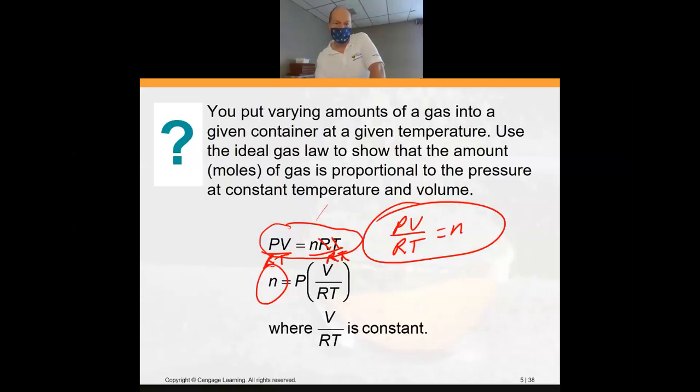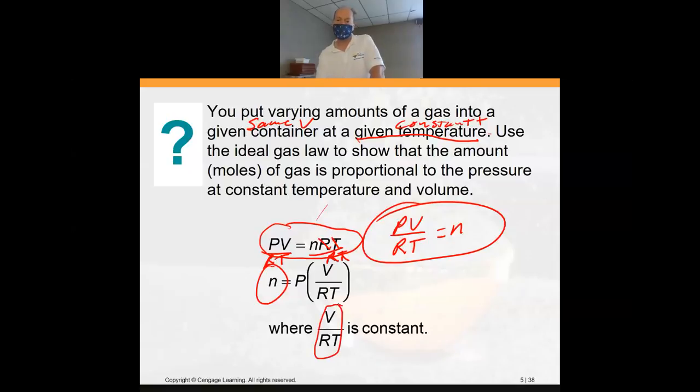And so if you are at a given temperature, what does that mean? That means your temperature is constant. Into a given container, that means that your container is the same container, which means it has the same volume. So you have constant temperature, same container, same volume. So your volume is a constant, your temperature is a constant, and R is the ideal gas constant.